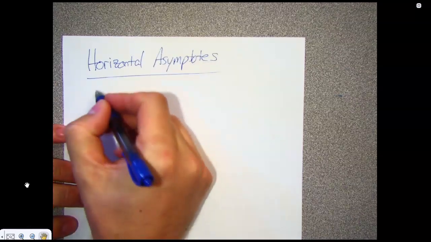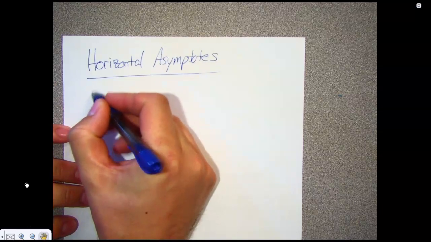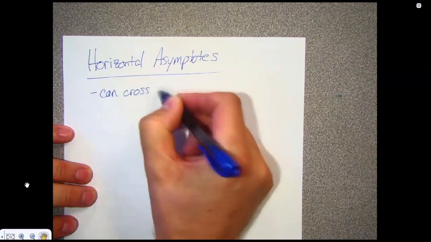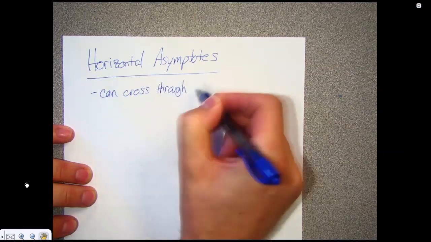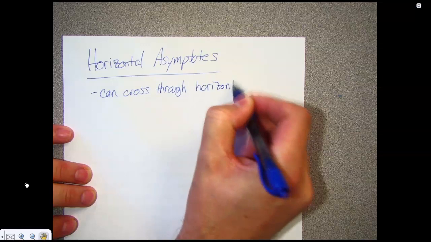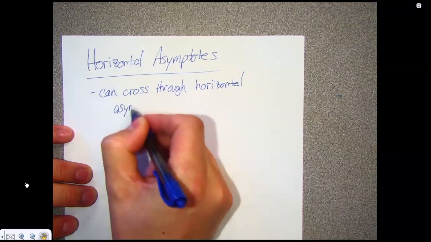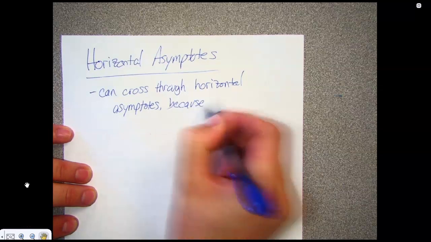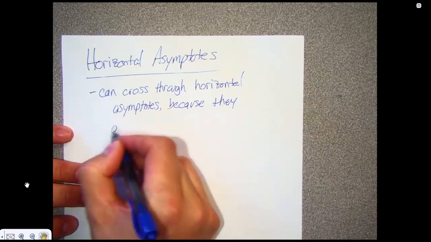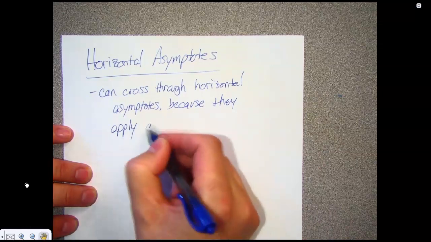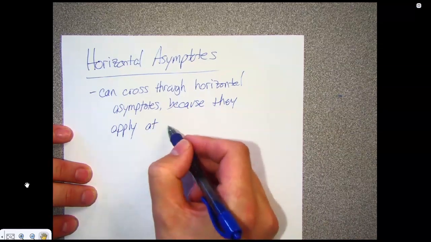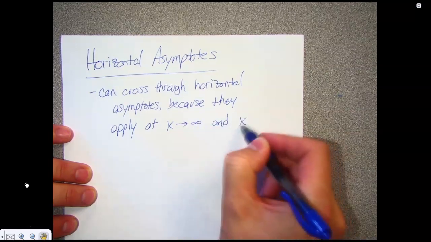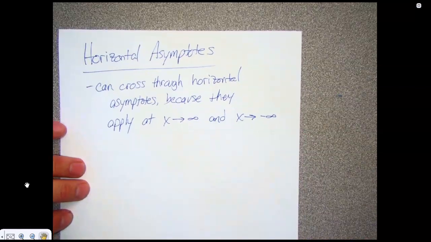Horizontal asymptotes. First of all, you can cross through horizontal asymptotes, because they only apply at x approaching infinity and x approaching negative infinity.